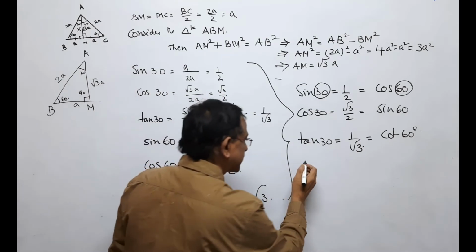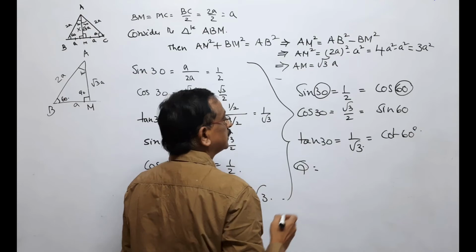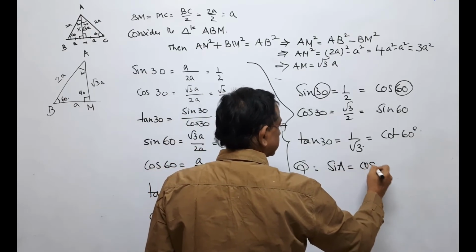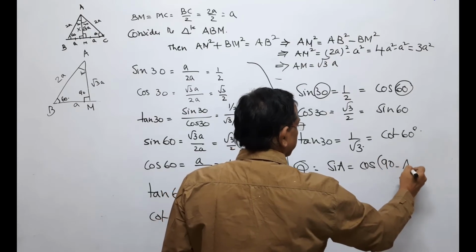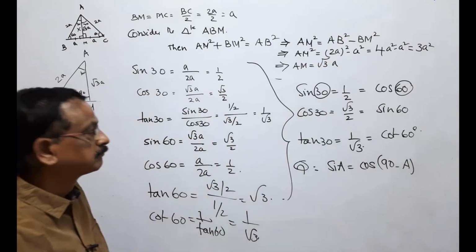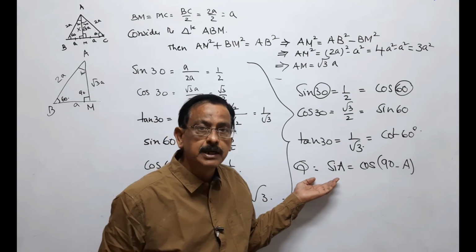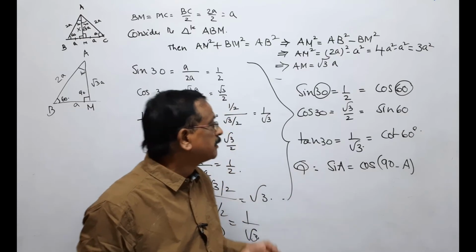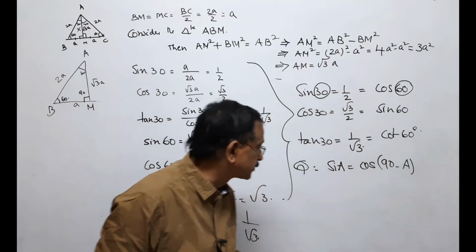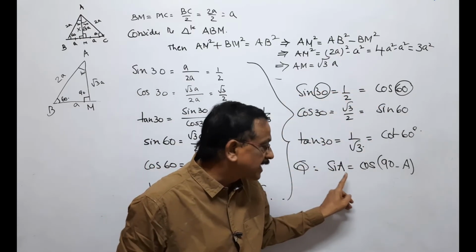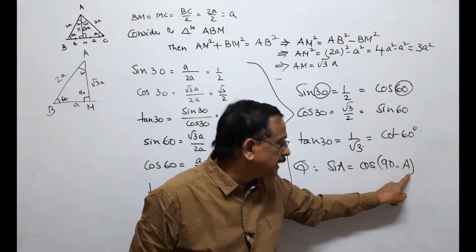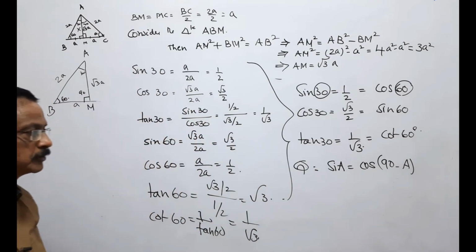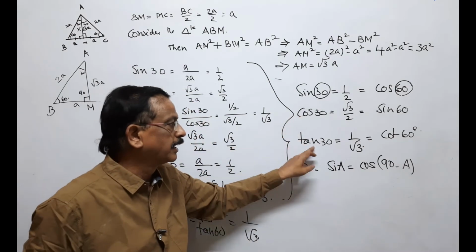Now, the question: can we say sine A is the same as cos of 90 minus A? This is a question to be answered, or you can think over it whether it is true or not. But for this 30 and 60 it is true, because if A is 30, sine 30 is cos of 90 minus 30, which is cos 60. Similarly for other ratios.